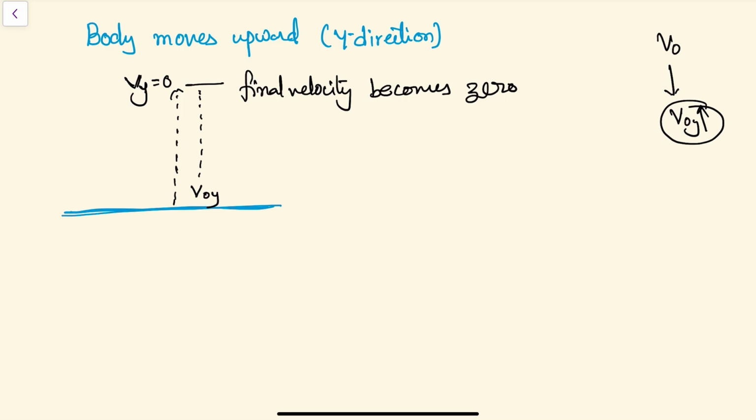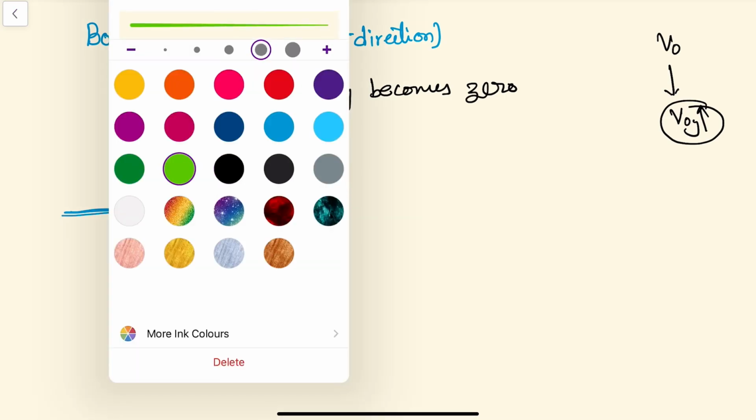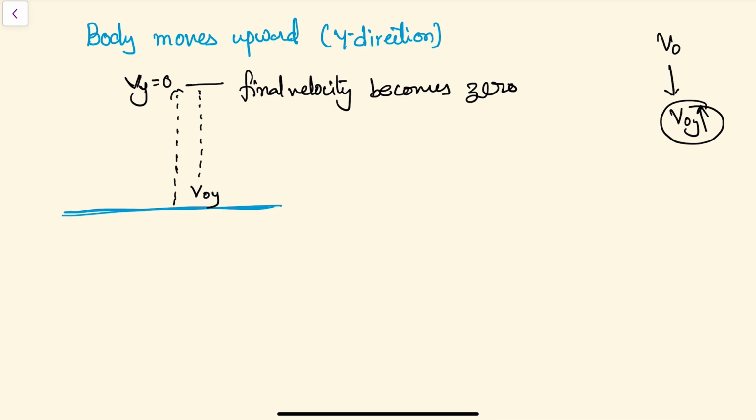V naught y is the initial velocity. And to approach this with a simple graphical analysis, I would draw, see, time t and this is y. This is the origin. Of course, this is the origin for us. Right. What is happening? Slowly the position is increasing.